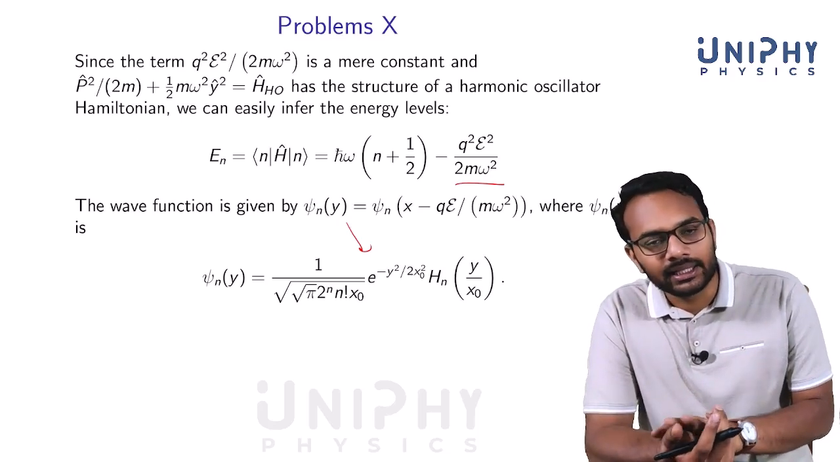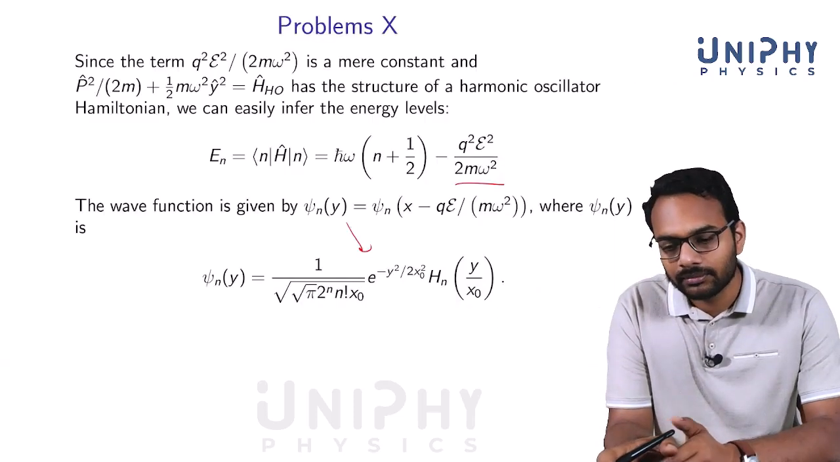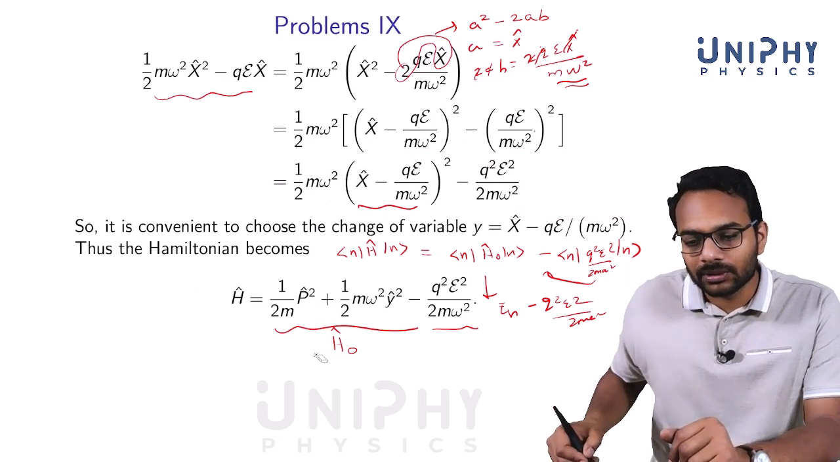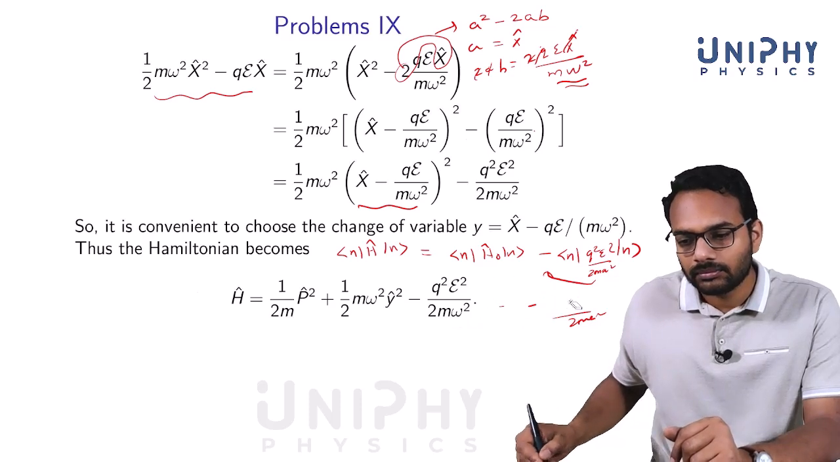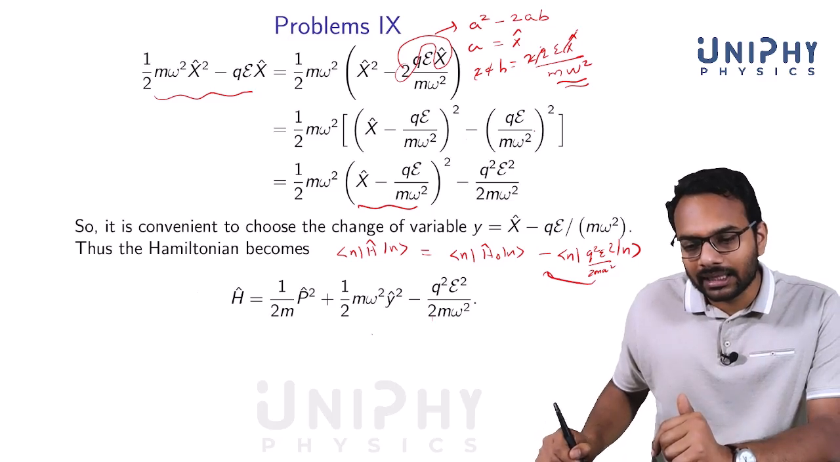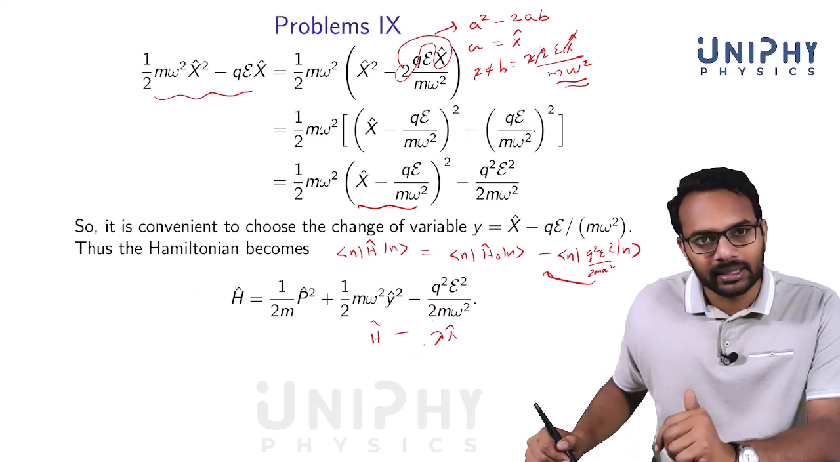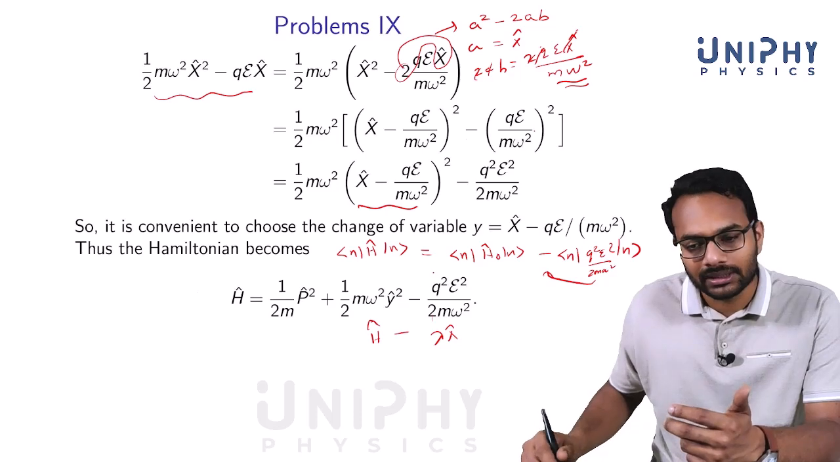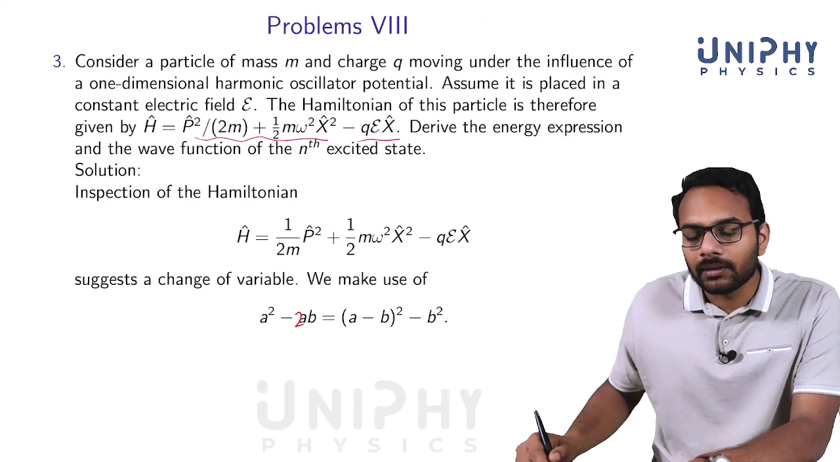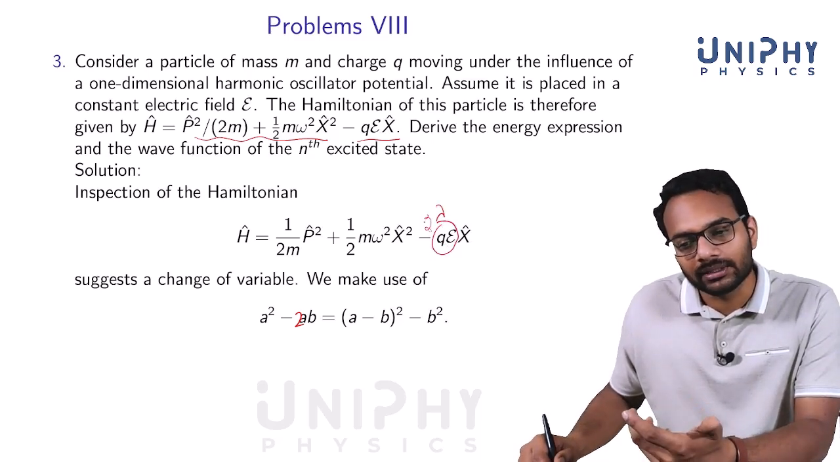Now, such problems have been asked in previous exams. Usually they ask a harmonic oscillator Hamiltonian minus something like, let's say, lambda x, something like H harmonic oscillator minus lambda x. Then this is exactly what you have to do. It could be 2 lambda x, whatever, lambda x.